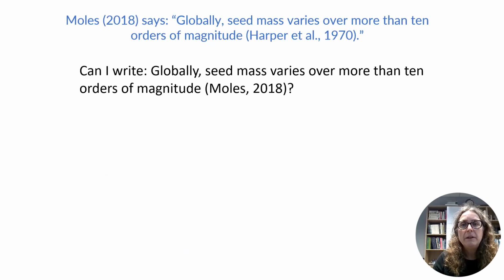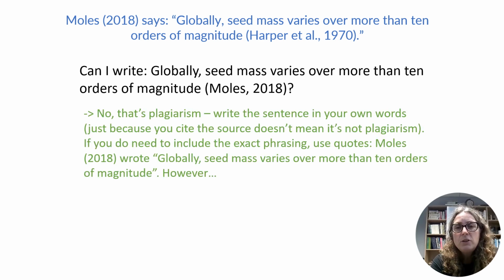Okay, same example here. Can I write in my paper, globally seed mass varies over more than 10 orders of magnitude, and then cite Moles for it? And the answer there is no, absolutely don't do that, because what you're doing there is you're using my words. You're using the same words, and you haven't actually acknowledged that that comes from me. Citing me is one thing, that's saying I provided evidence for that statement. But citing me doesn't give you a pass to use somebody else's words. If you're using somebody's words, you have to use the quote marks, otherwise it's plagiarism.